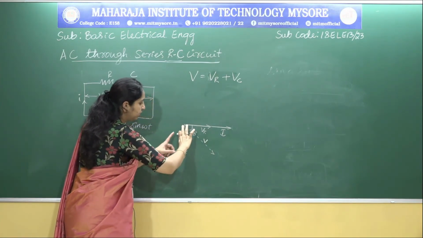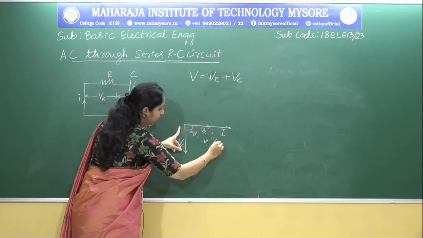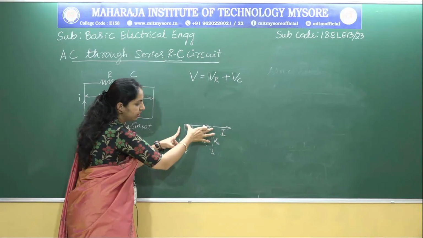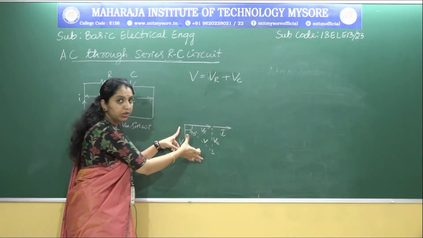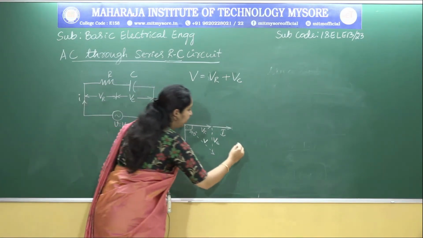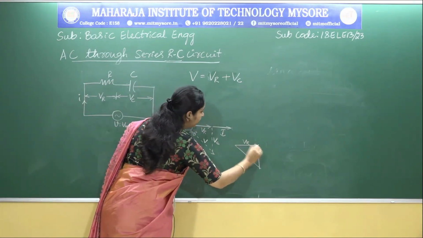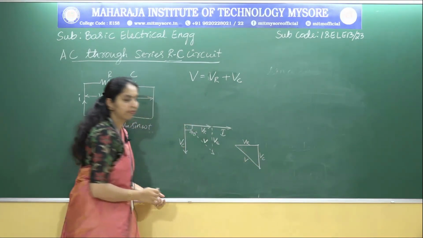Since this point and this point are the same, this portion is Vc, this portion is VR, and this portion is V. So now we have obtained the voltage triangle. Let me rewrite this. This portion is VR, and this is Vc, and this is V, right?